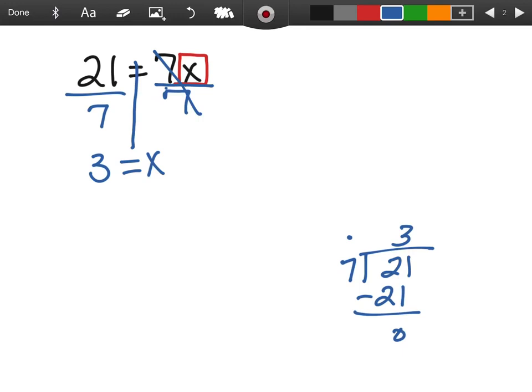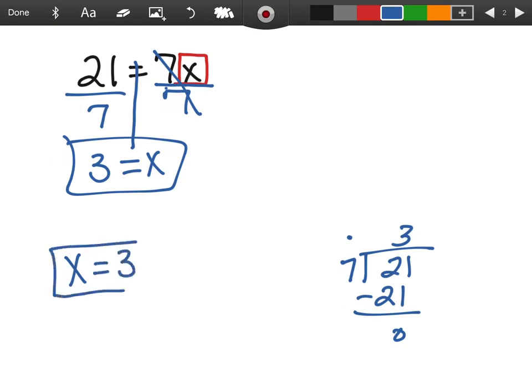Remember though, yes, this is my answer, but this is not how your teacher likes to see it. Us mathematicians are crazy. We like to see the x's come first. We want our variable at the beginning, so it would be x equals 3.